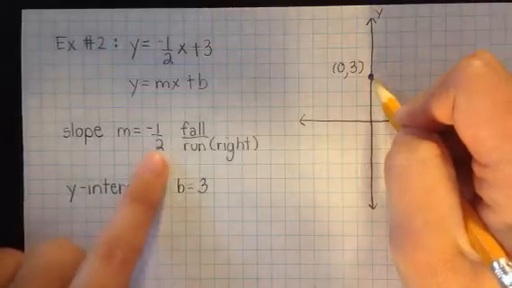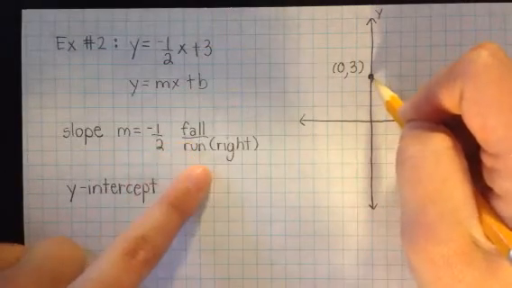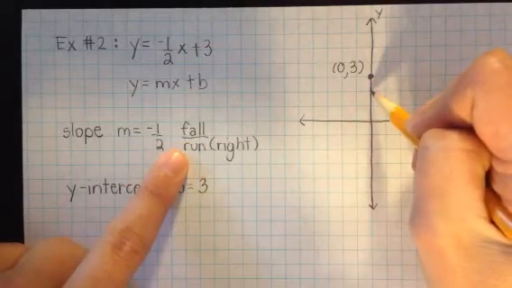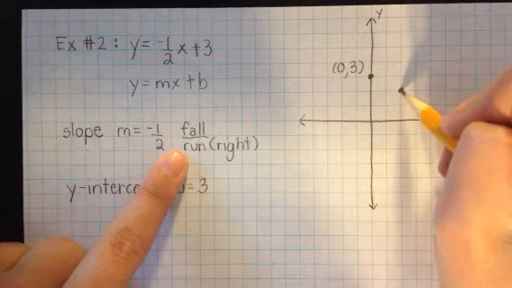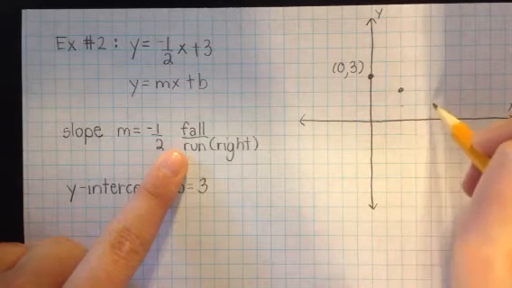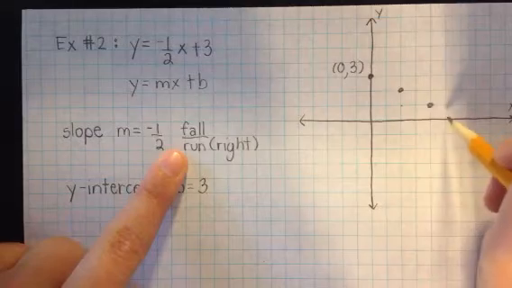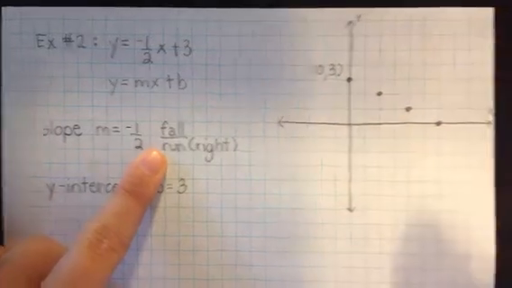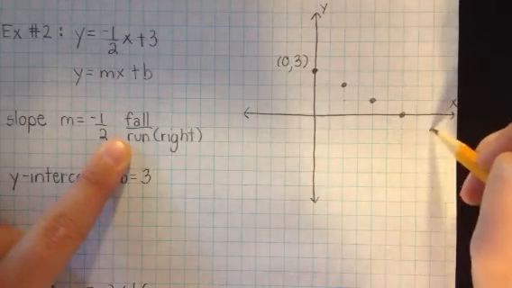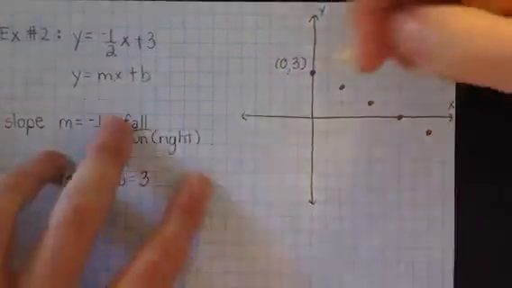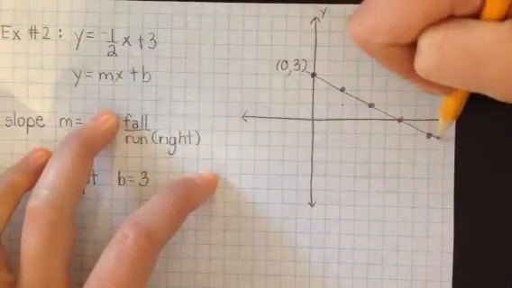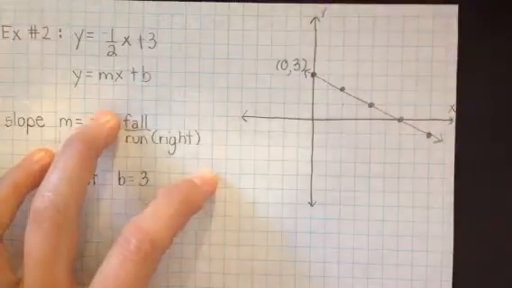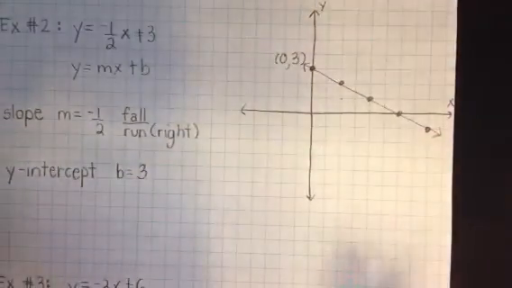And from that point, given my slope, remember since it's negative, I will fall 1, and then I will go to the right 2. Fall 1, go to the right 2. So more than enough points since I only require 3. If you can fit more, just always go ahead and get in the good habit of doing it.